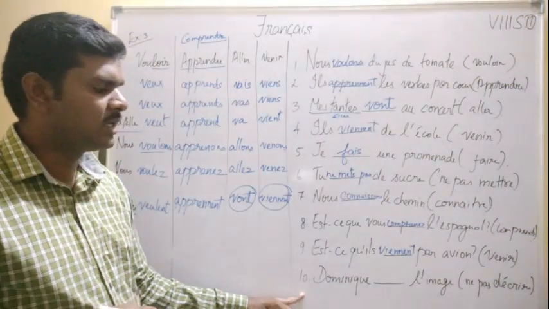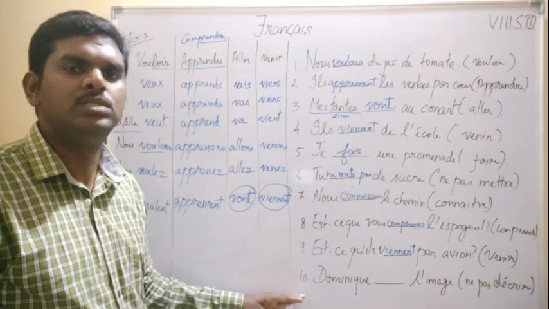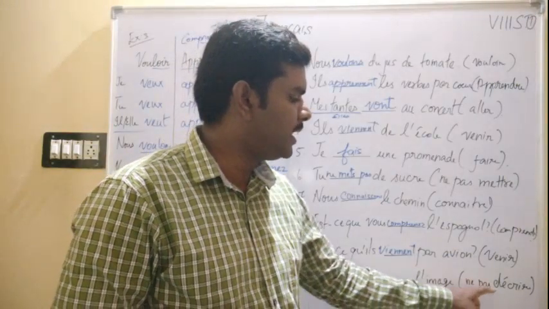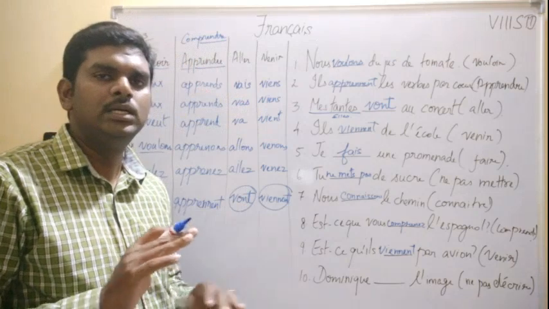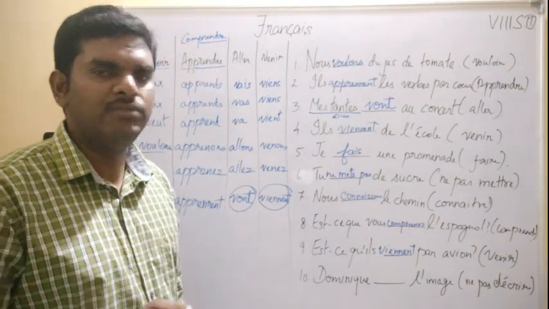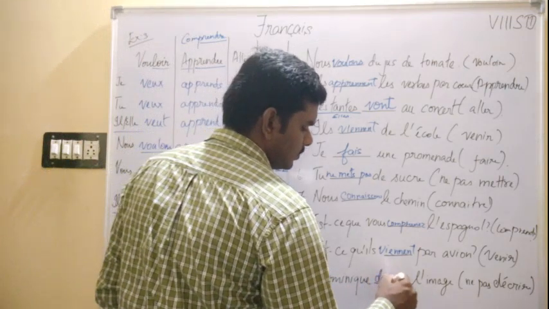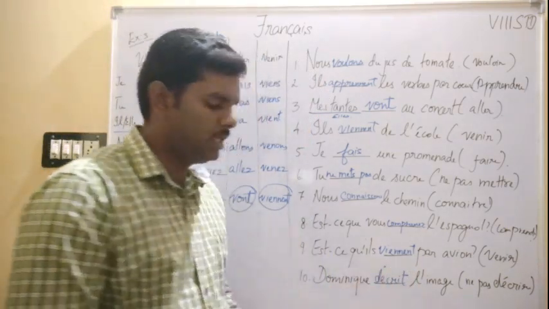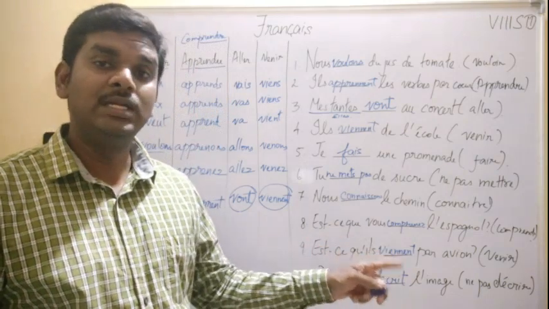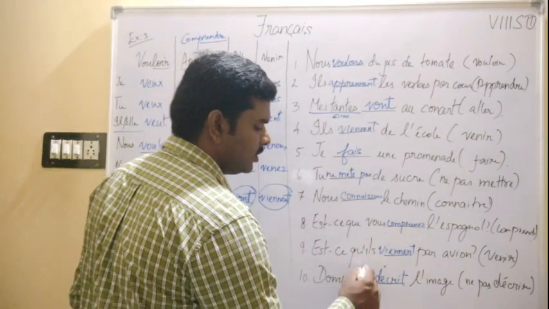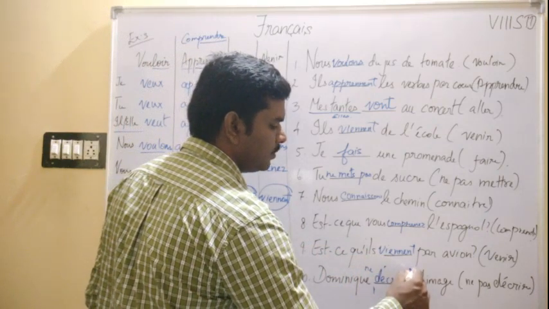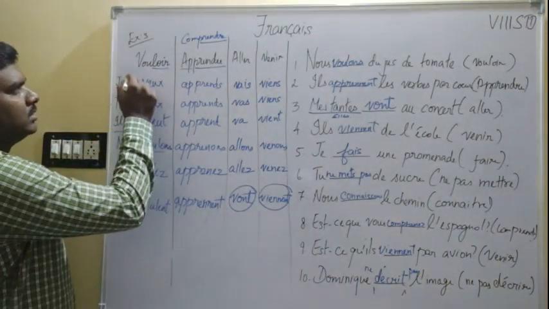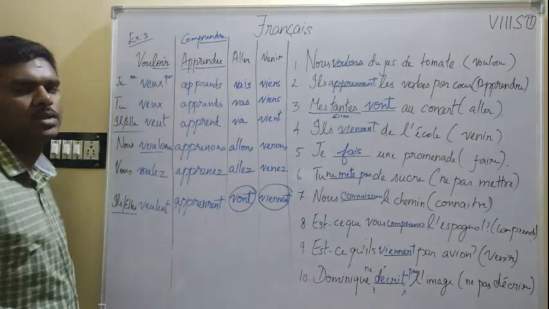Last, the 10th one. With this we complete this exercise, and the remaining 10 more are your homework. Okay. Dominique dash l'image ne pas décrire. So Dominique ne décrit pas l'image. Décrire is an RE verb. Dominique is third person singular, so what have I written? Décrit. Dominique décrit l'image. Now they have asked ne pas. So what do I have to do? Before décrit I have to use ne, and after décrit I have to use pas to make it negative. You can make any of these verbs negative just by adding ne in front and pas at the back of the verb.